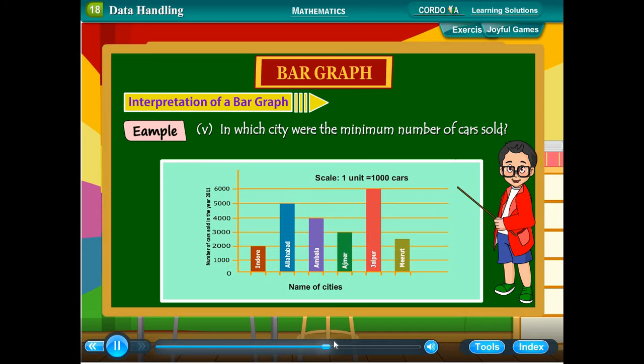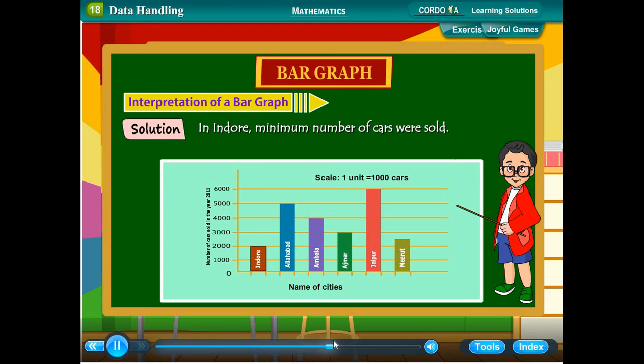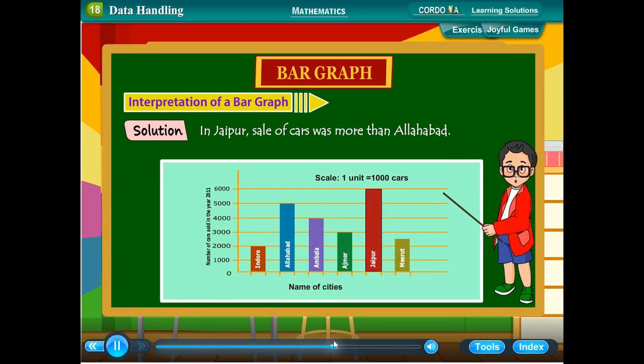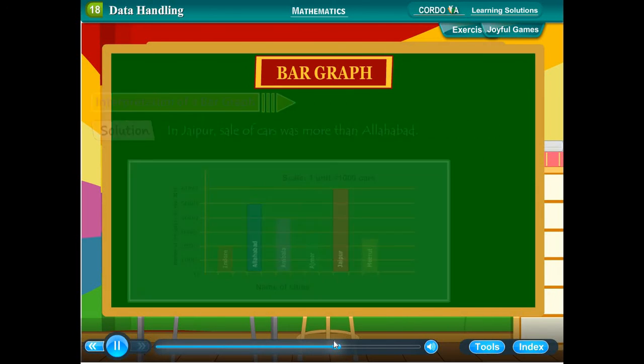In which city was the minimum number of cars sold? In Indore, the minimum number of cars were sold. In which city was the sale of cars more than the sale of cars in Allahabad? In Jaipur, the sale of cars was more than Allahabad.